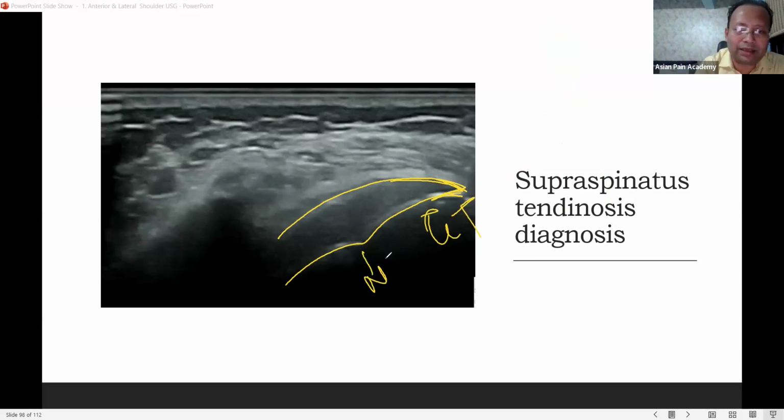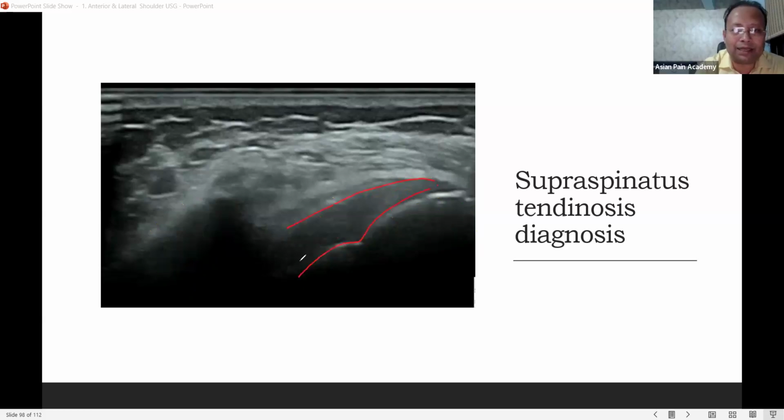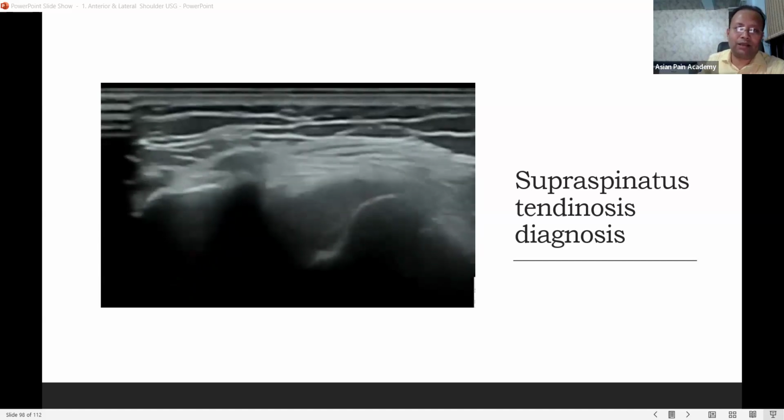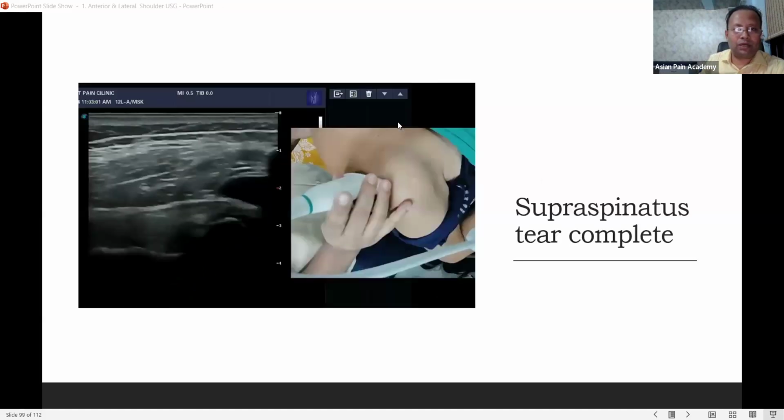Okay. This is the neck. This is the acromion. And I am showing you here in this picture, supraspinatus tendinosis means I am showing you this area, which is not at all hyperechoic or white. This is black. So that's why I'm telling you that this is a supraspinatus tendinosis. Okay. Anyway, next slide, I go.